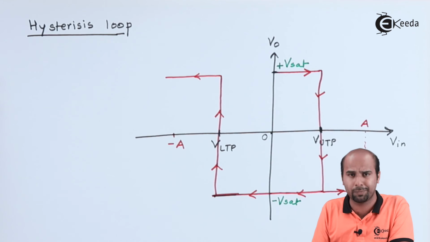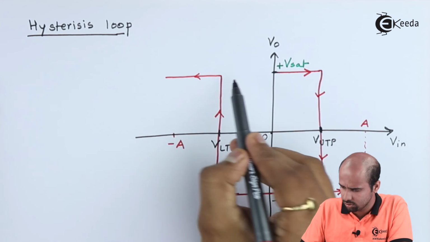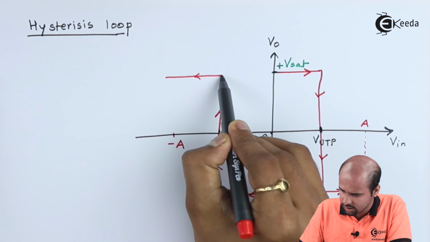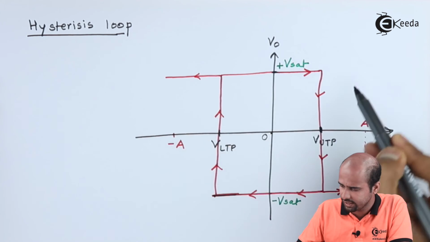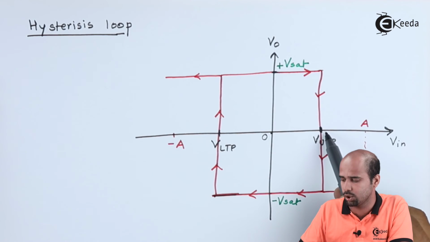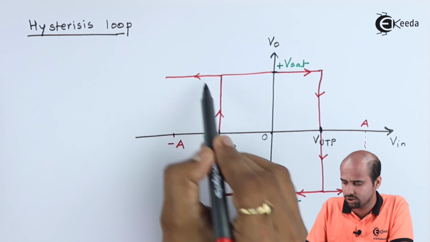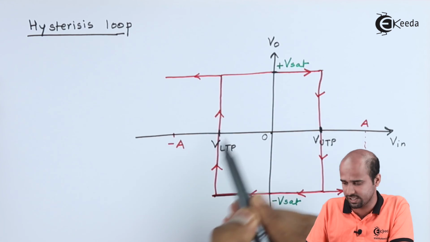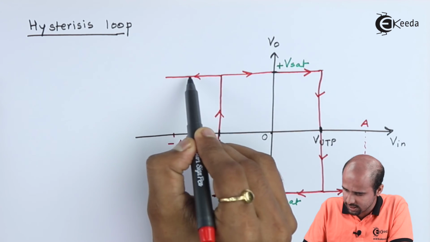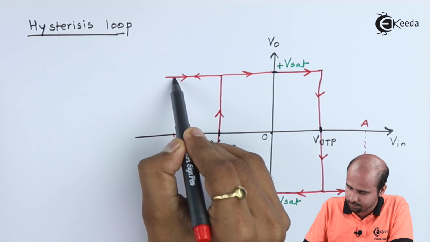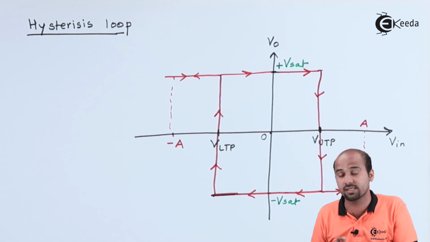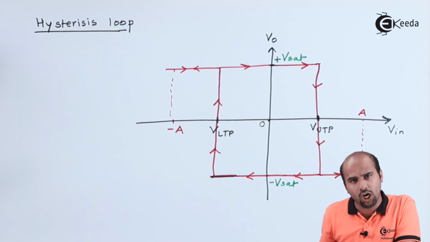plus Vsat. And if I try to increase the value beyond this, this will be constant till I get the next threshold triggering point, that is VUTP, which is changed due to change in the output voltage from minus Vsat to plus Vsat. So this is looking like the hysteresis. This is called as hysteresis loop.